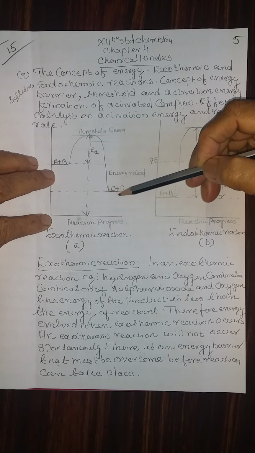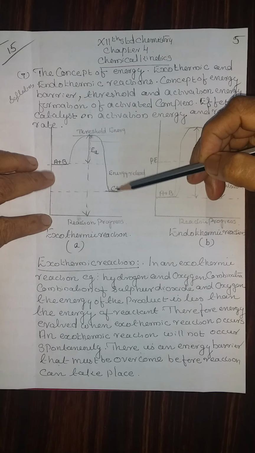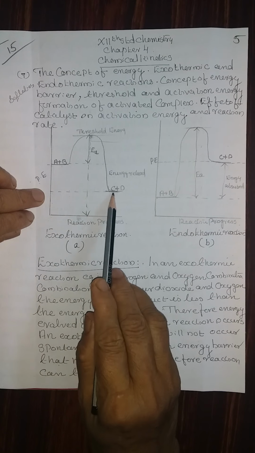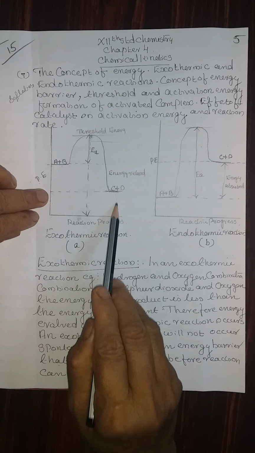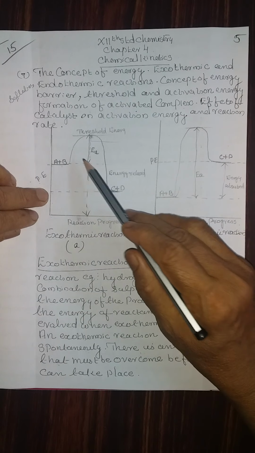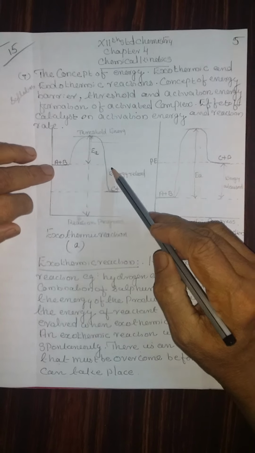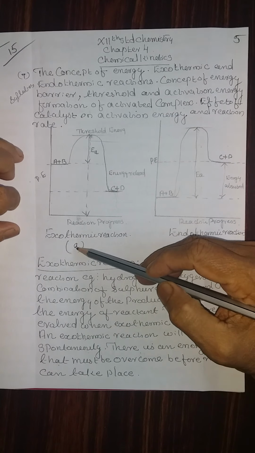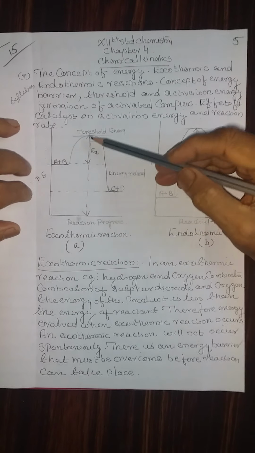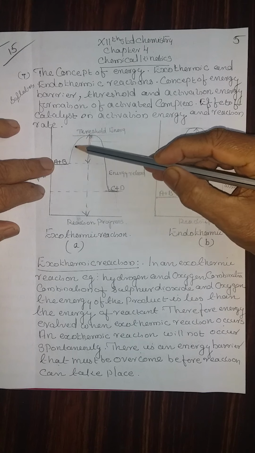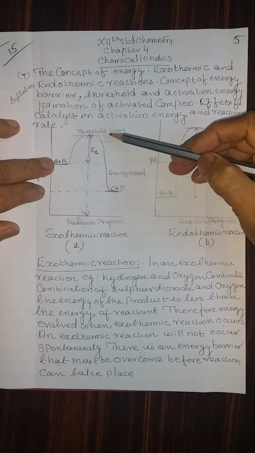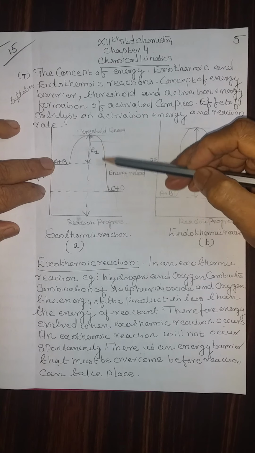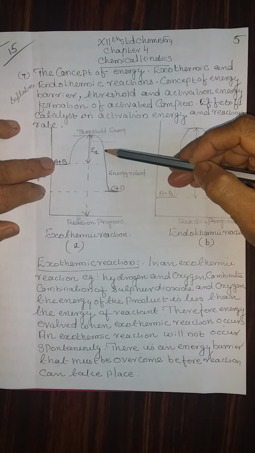The product, when it is formed, has less energy than the reactant. Therefore, the product's energy is only this much. Therefore, the difference in energy is evolved. That is called an exothermic reaction. The maximum energy required to undergo chemical reaction is called threshold energy. It should cross this barrier. This is called energy barrier.